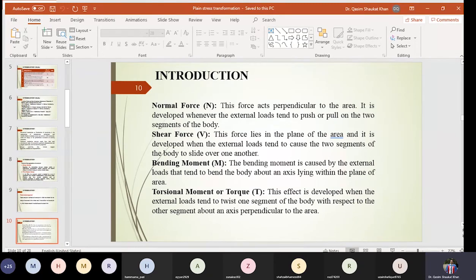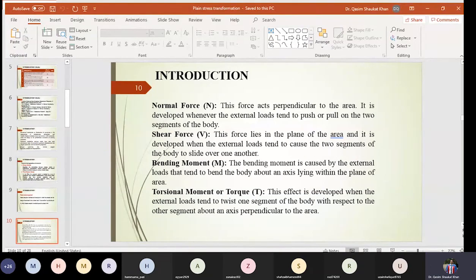So normal force is the force which acts perpendicular to the area, and it is developed whenever the external loads tend to push or pull on the two segments of the body. Now, push is that if your force tries to compress the element, tries to shorten the element, ठीक है जी, that is the push force, that will be your compressive normal force.